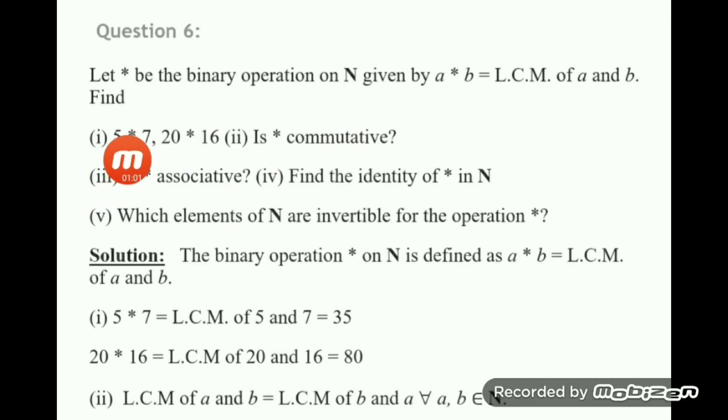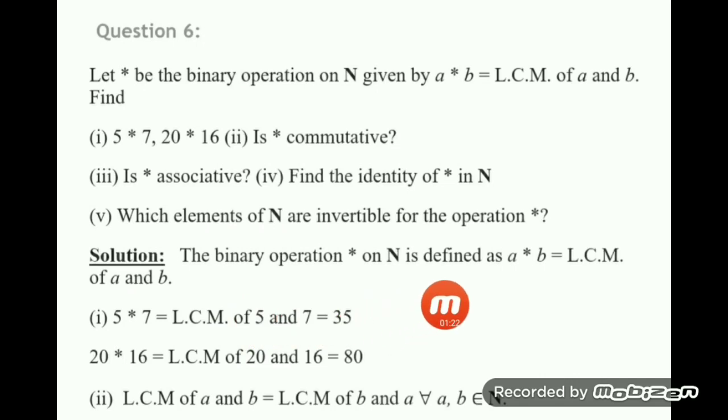So first question, you have to find out 5 star 7. If a star b is LCM of a and b, so 5 star 7 means LCM of 5 and 7. So here you have to get LCM of 5 and 7. Here LCM of 20 and 16, like that we will discuss later on. First go to the first question.